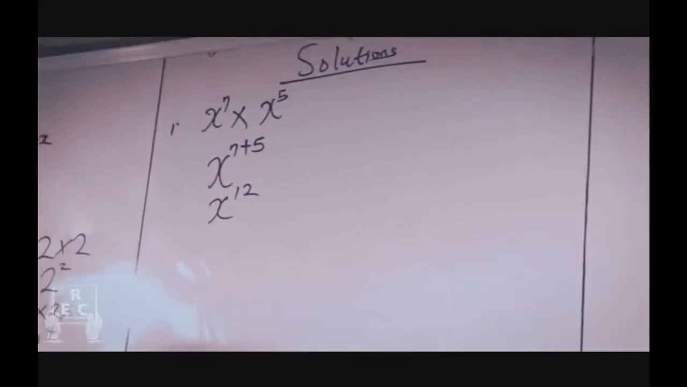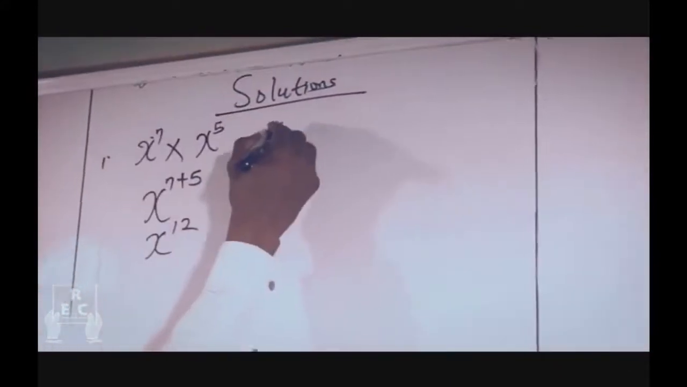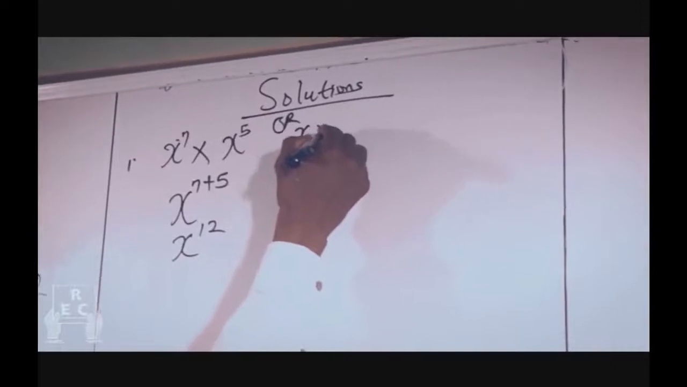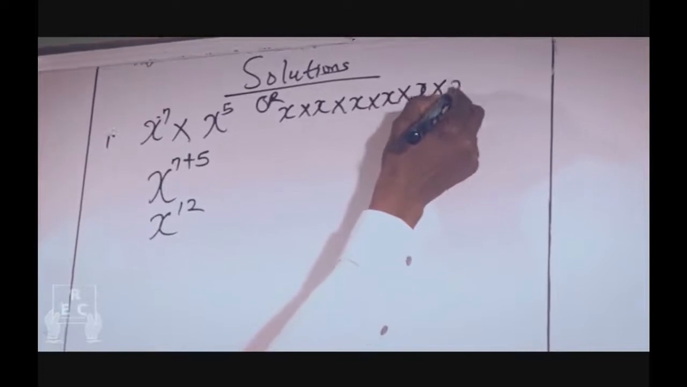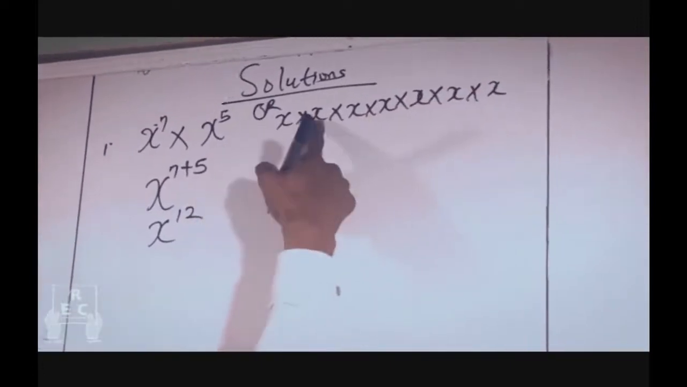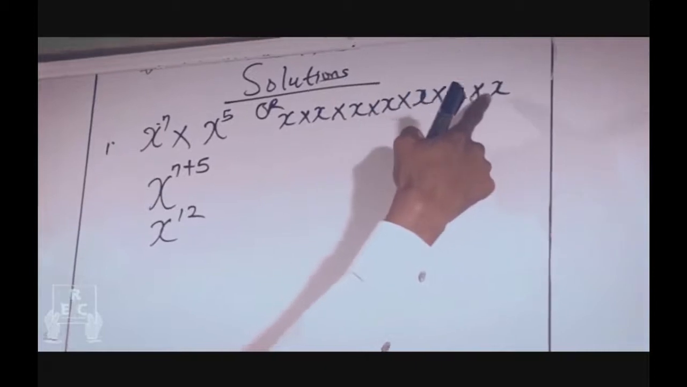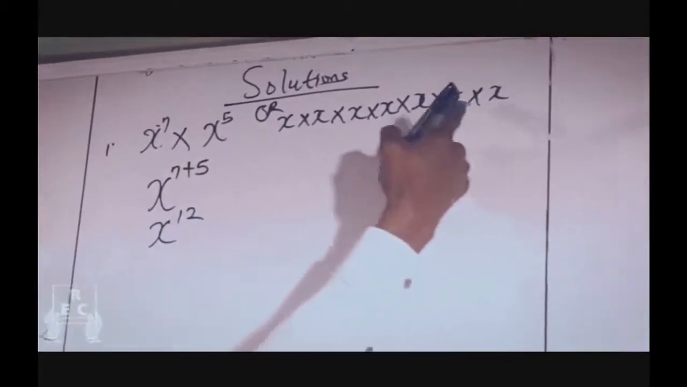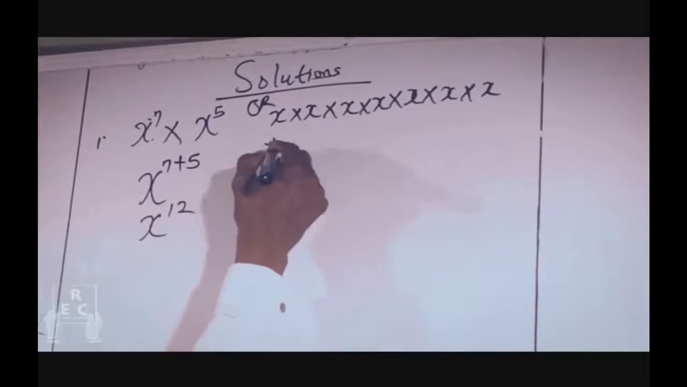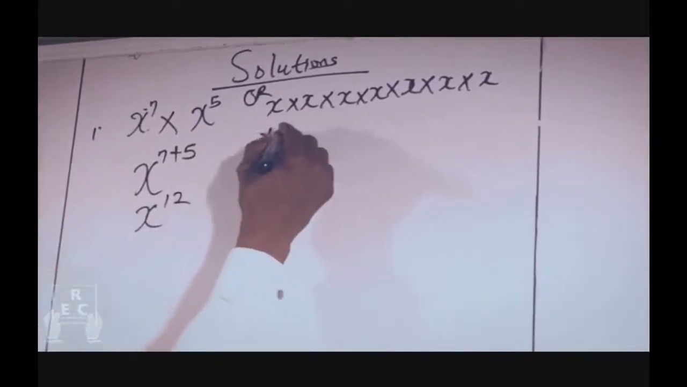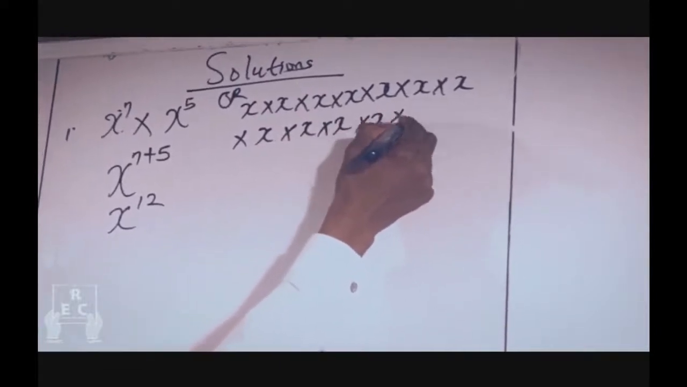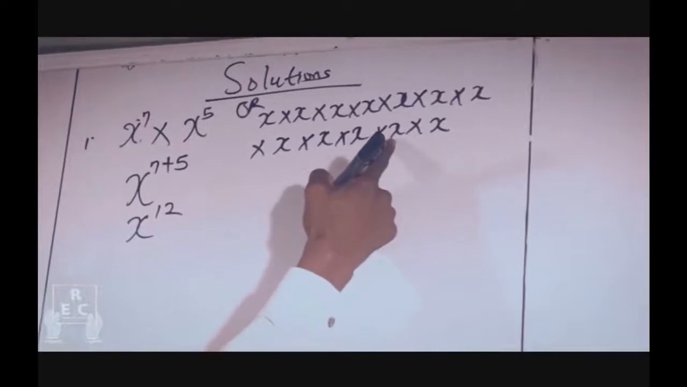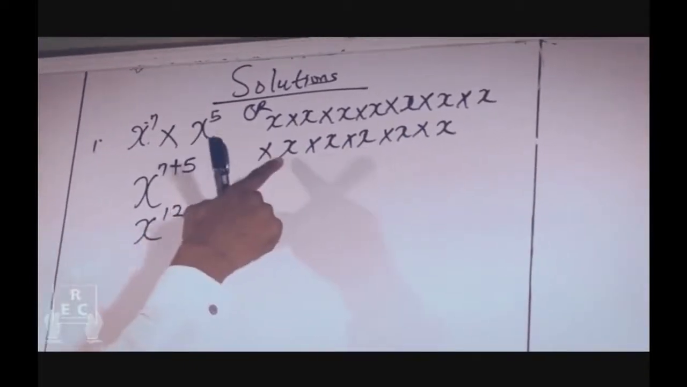Of course, you could as well use the long process. Look at this. X raised to the power of 7 is X multiplied by X, multiplied by X, multiplied by X, multiplied by X, multiplied by X, multiplied by X. 1, 2, 3, 4, 5, 6, 7. That's the expanded form of this. Then multiplied by X raised to the power of 5: X multiplied by X, multiplied by X, multiplied by X, multiplied by X. 1, 2, 3, 4, 5. This is multiplication, this is X, alright?